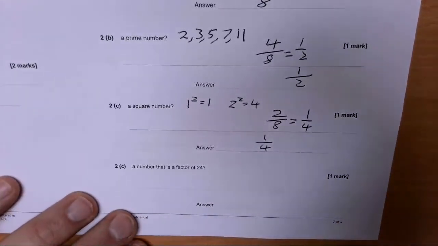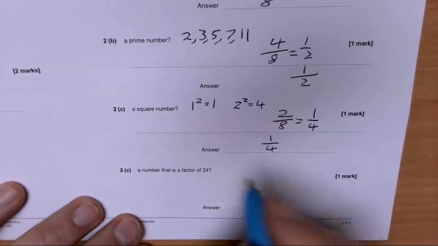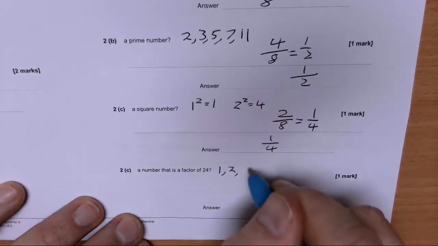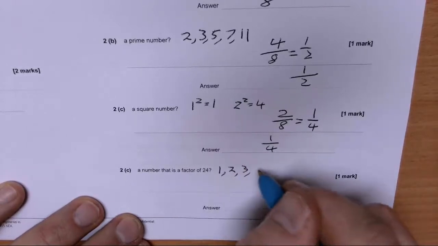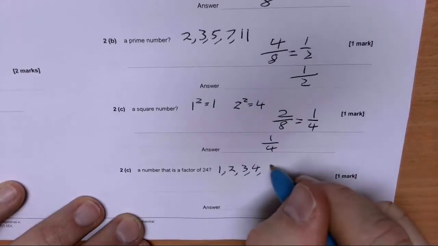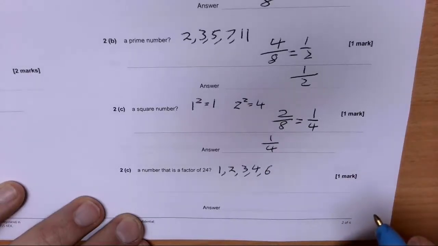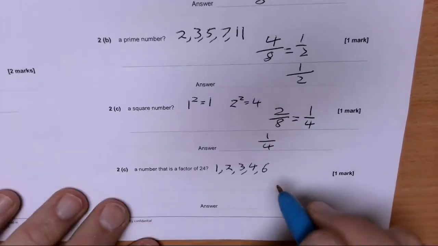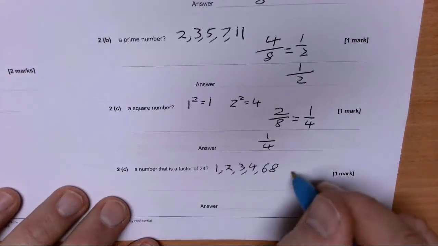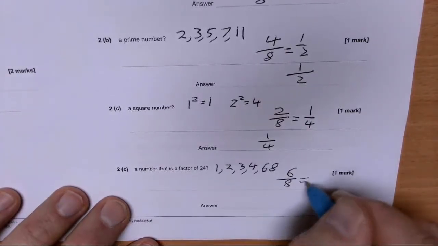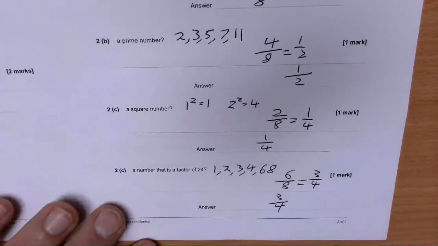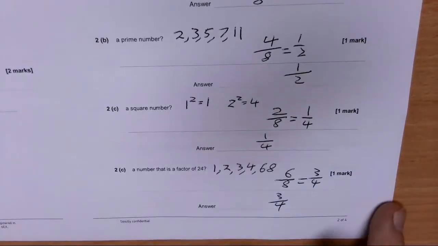Okay, the factors of 24 are 1 times 24, so that's going to be a 1. 2 times 12, so 2 is included. 3 times 8, so 3 is included. 4 times 6, so 4 is included. 5 is not. 6 is included because 6 times by 4. 7 is not included, but 8 is included. 1, 2, 3, 4, 5, 6 possibilities out of 8, which is the same as 3 possibilities out of 4. 3/4 is your answer there.